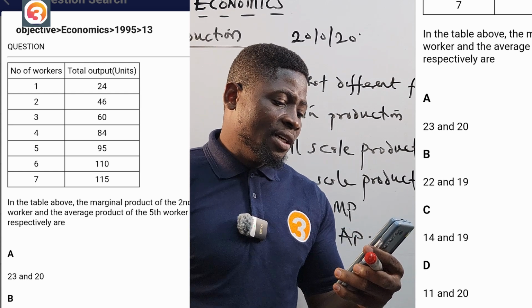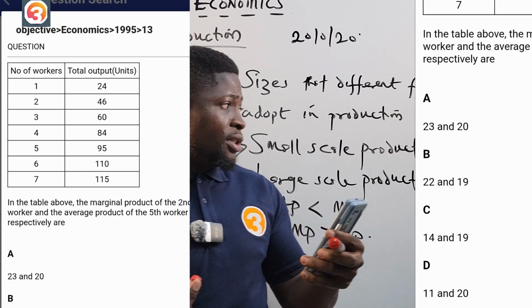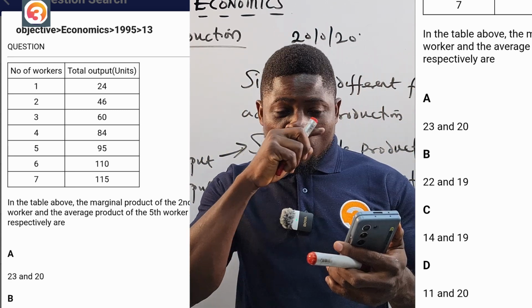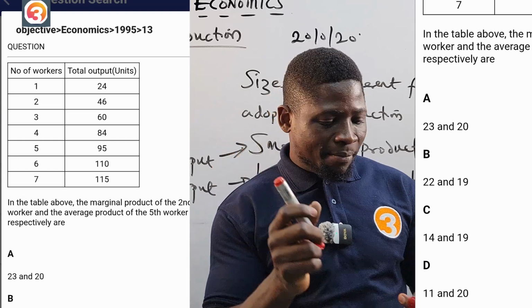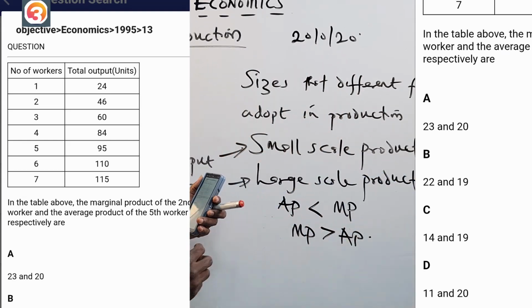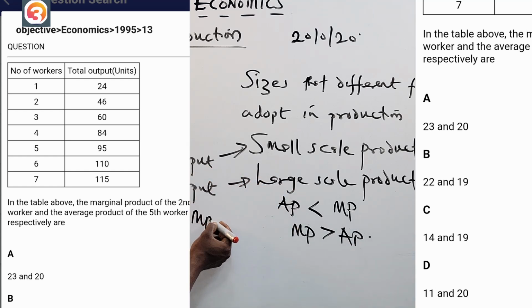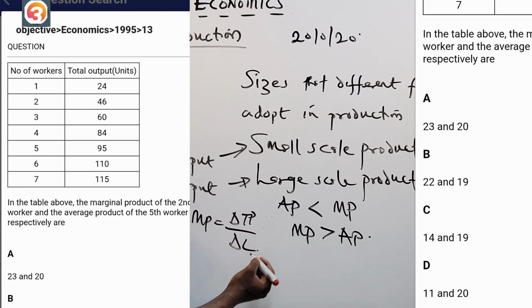1995 number 13. By giving a table here, they say in the table above, which is being shown on the screen right now, the marginal product of the second worker and the average product of the fifth worker respectively are... So the marginal product of the second worker, you know that marginal product is change in total product over change in labor. So for the second worker, what is the change in total product? Second worker is what?